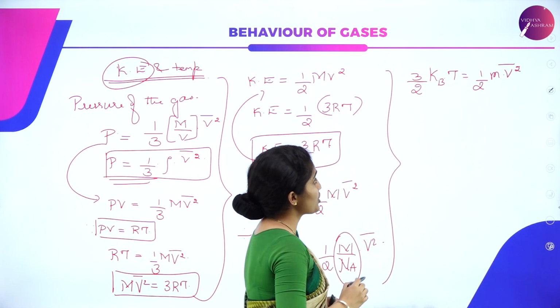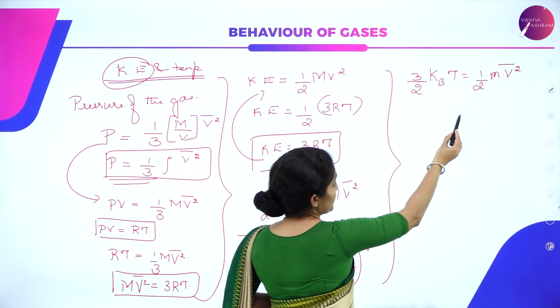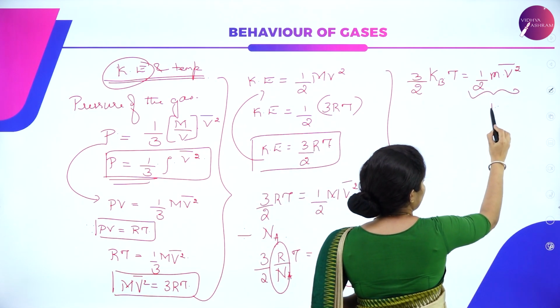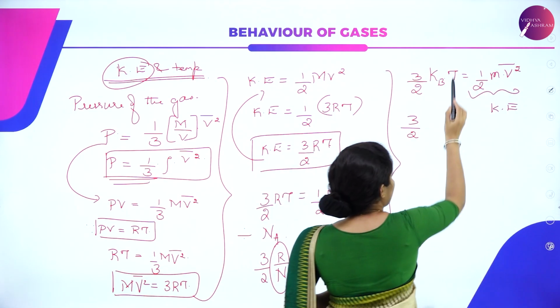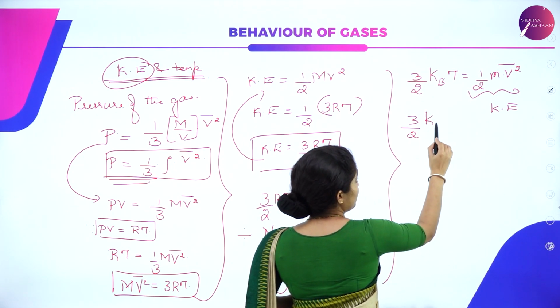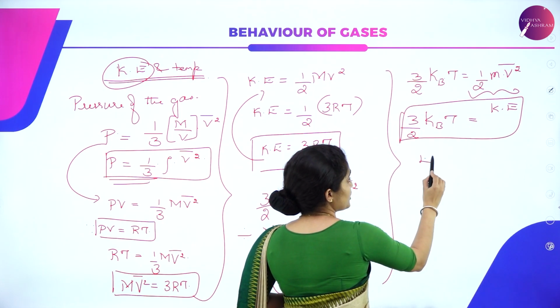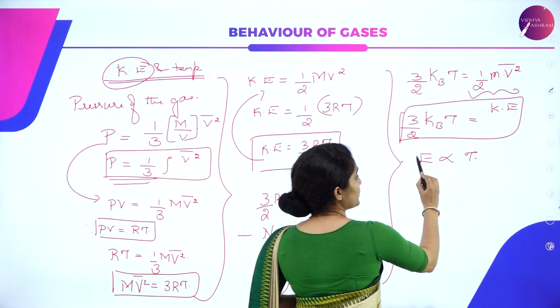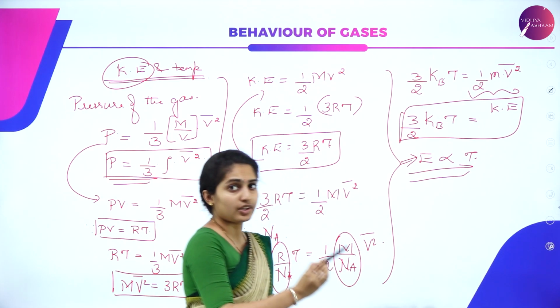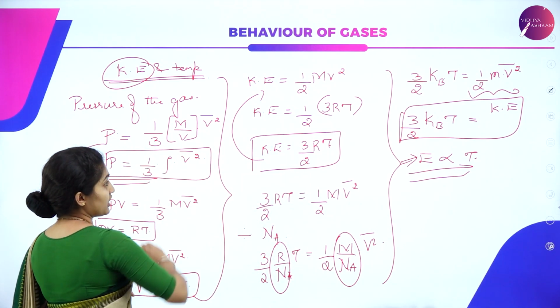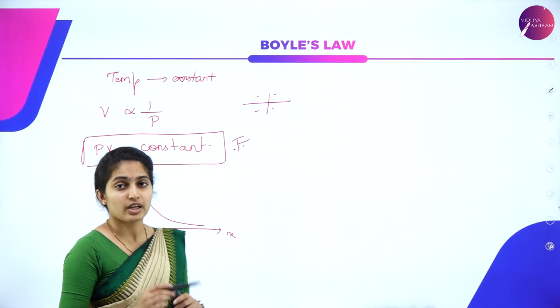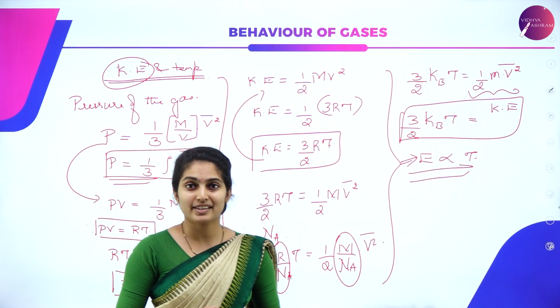By this equation, we can make out that this equation turns out to be the kinetic energy. Kinetic energy is equal to 3 by 2 kBT. So here the kinetic energy is directly proportional to its absolute temperature. So this is the relation we just checked in the behavior of the gases concept.